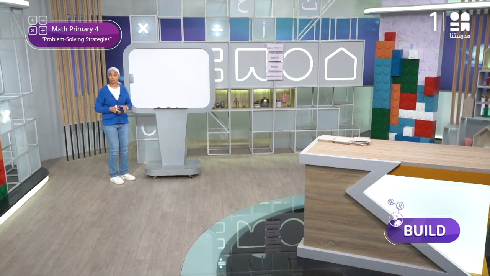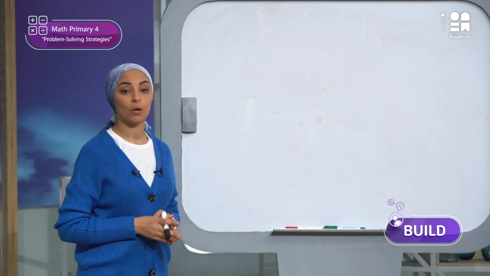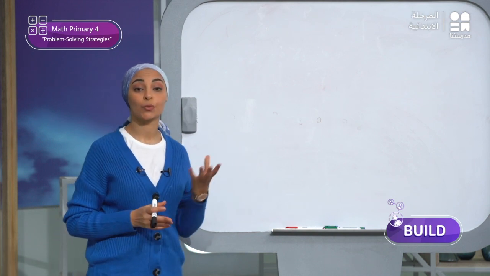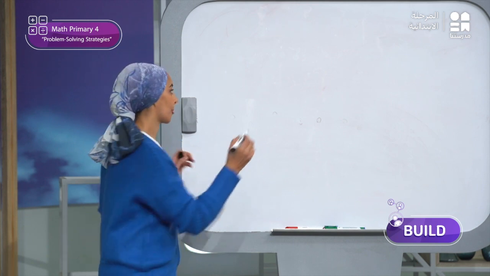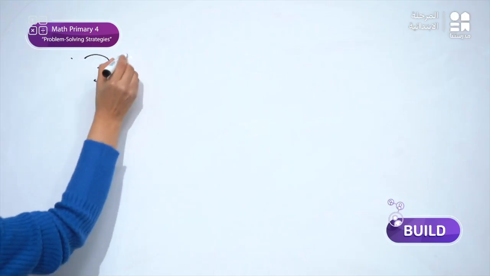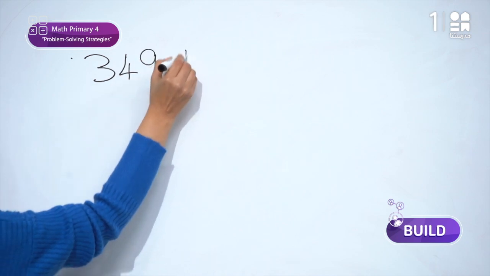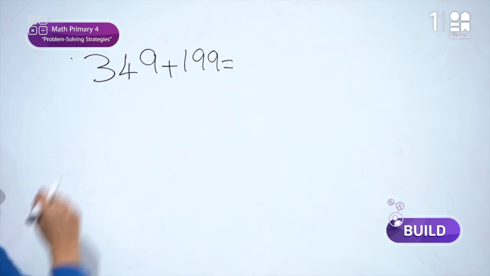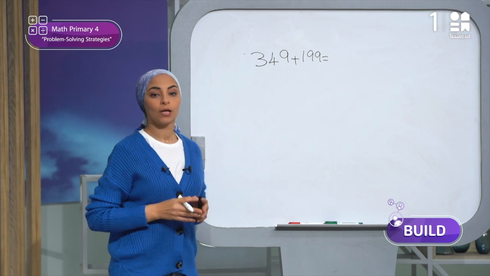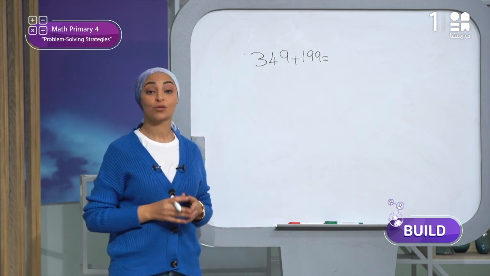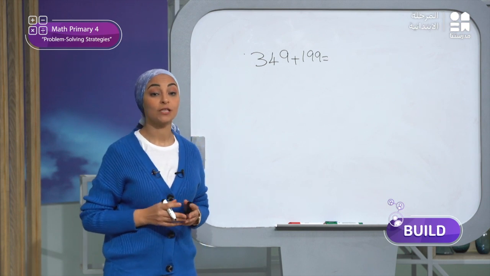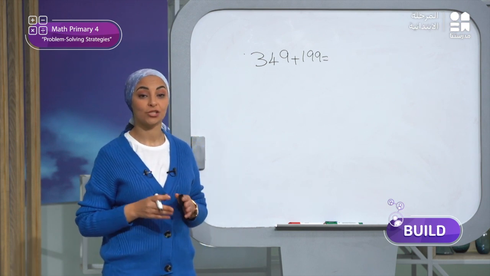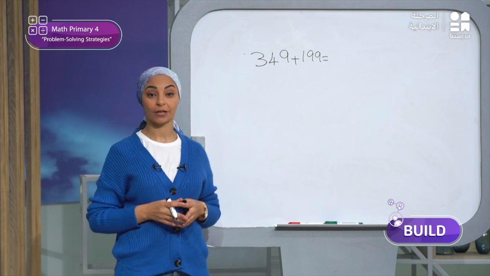And now let's start problem number 1. Problem number 1 here, we want to add 349 plus 199. Now we want to add these two numbers using the addition strategies we learned. We could solve it using what? Using the compensation strategy to get a benchmark.